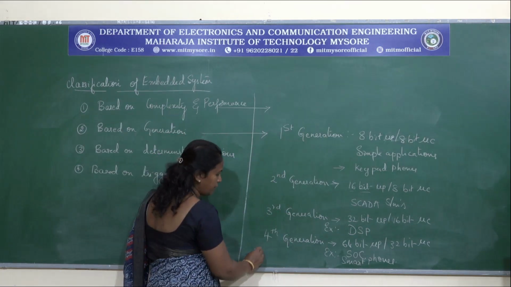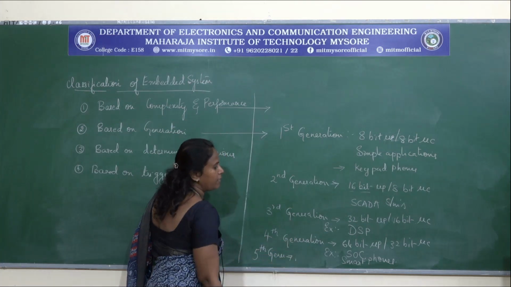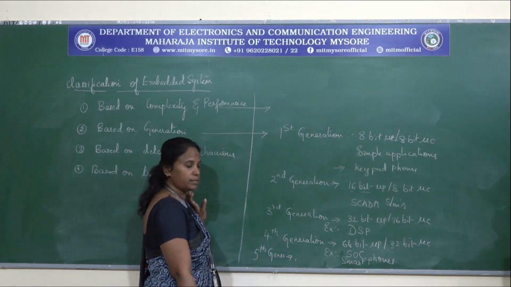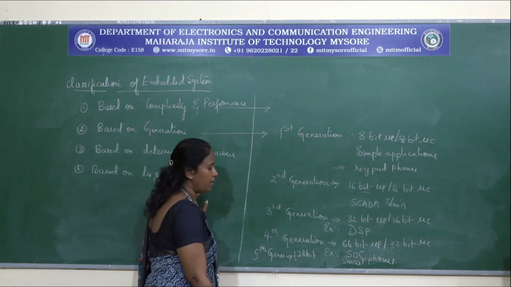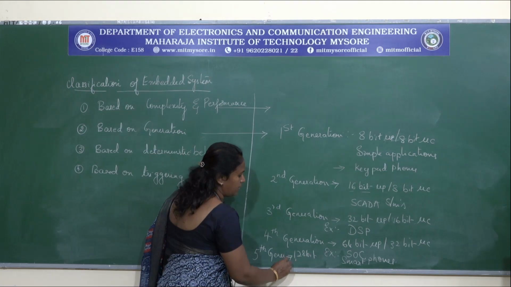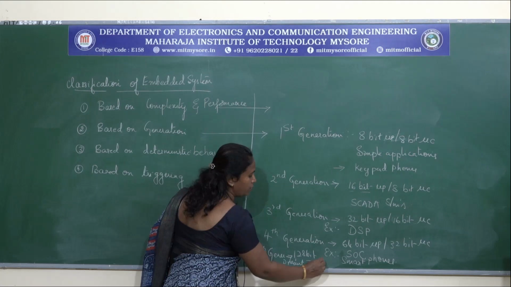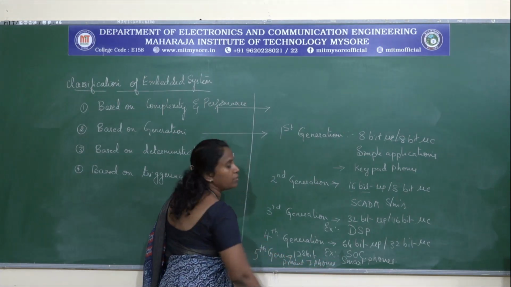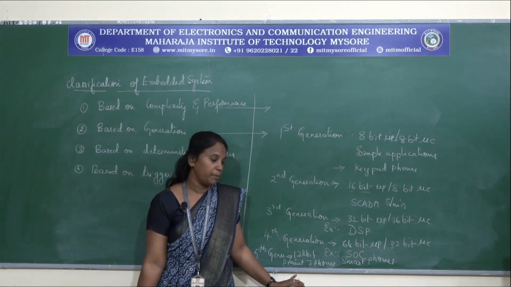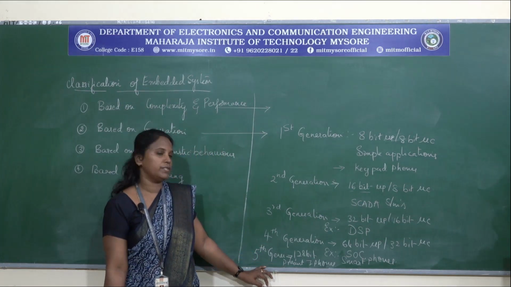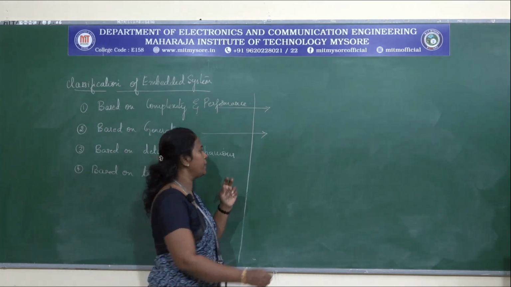Then coming to the fifth generation, it is more than 64-bit, that means it is 128-bit, okay. The present iPhones and your laptops, whatever we are using, those at present are of fifth generation. Next we have the classification based on deterministic behavior.